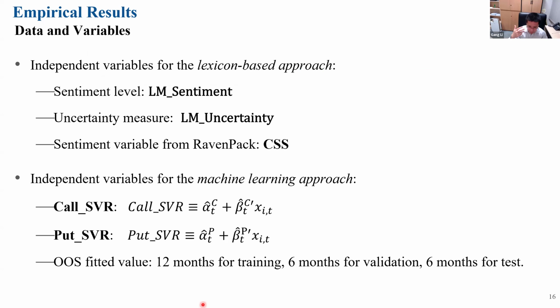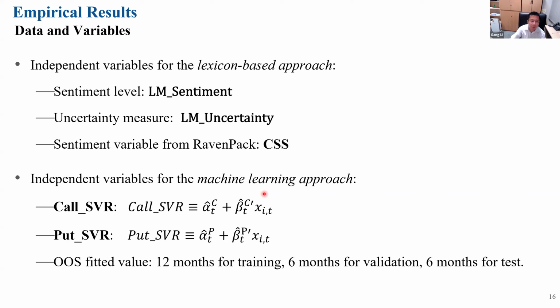In summary, we have the following predictors. For the lexicon-based approach, we have sentiment level, uncertainty, and the sentiment measure from RavenPack, which is the CSS, the composite sentiment score. For the machine learning approach, we have textual predictors fitted by SVR to forecast either call or put option returns. So we have a separate model for call options and put options.